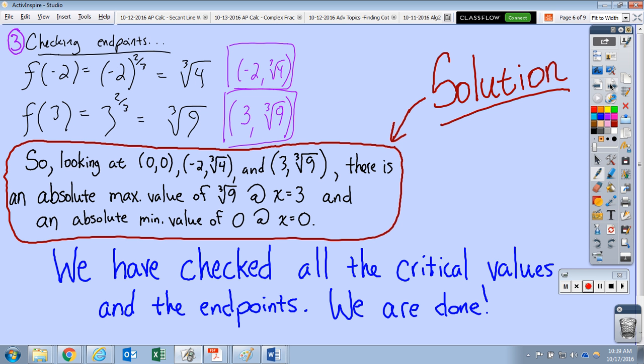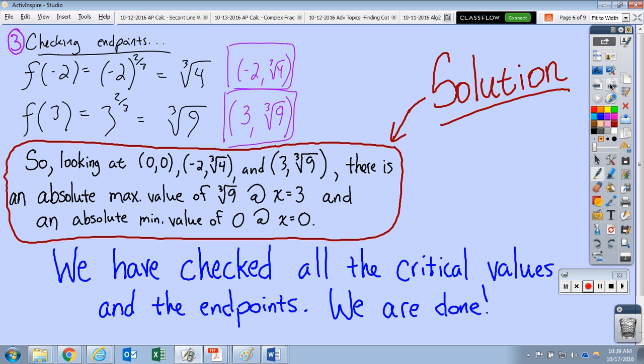So we had 0, 0, that was an issue because that was where f prime was undefined. And then we have our endpoint, so we have the endpoint -2, and okay, what is the y value? I'll plug it into the original function. Be careful. Cube root of 4 was the value of that, and then the other endpoint at x equals 3, we have its value. So looking at these 3, here, here, and here.